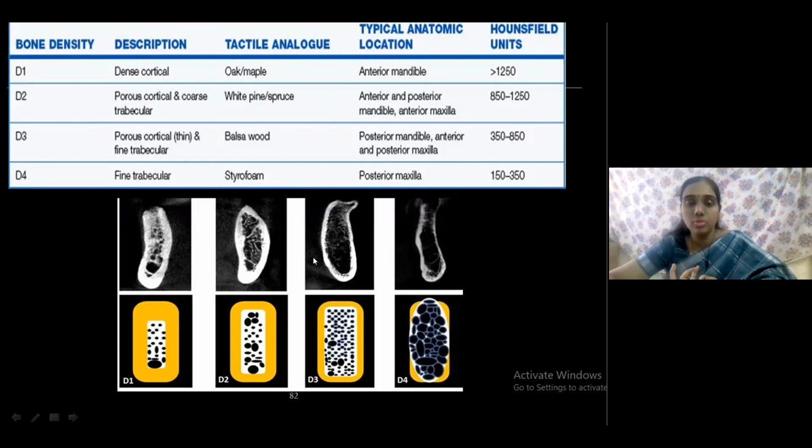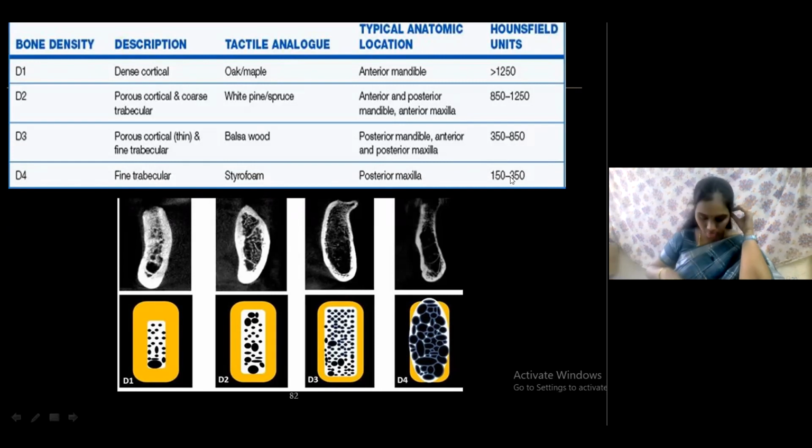What is the importance of knowing the density of the bone? It is important to know how resistant the bone will be to your screws or implant when you are placing an implant. The resistance of the bone is important so that you have an idea of the amount of speed you're going to use while placing the implant. D1 is more than 1250 Hounsfield units. D2 is about 850 to 1250, D3 is about 350 to 850, and D4 is very low, that is 150 to 350 Hounsfield units.